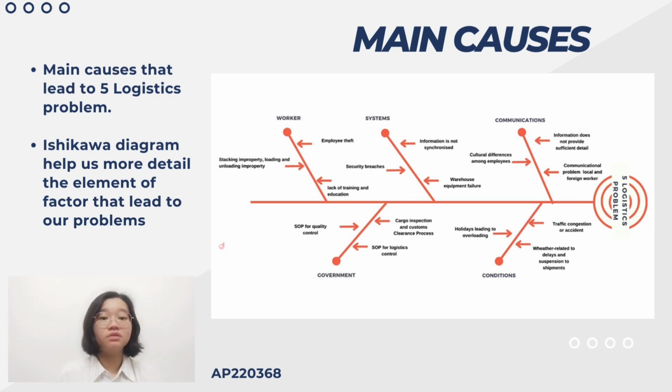The researchers found weather related to delays to aircraft and suspensions to shipments, traffic congestions or accidents, and holidays leading to overloading, such as Chinese New Year, Malay New Year, or other holidays, will also result in logistic production problems.